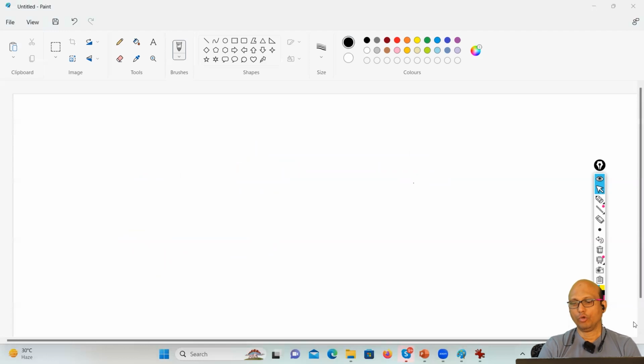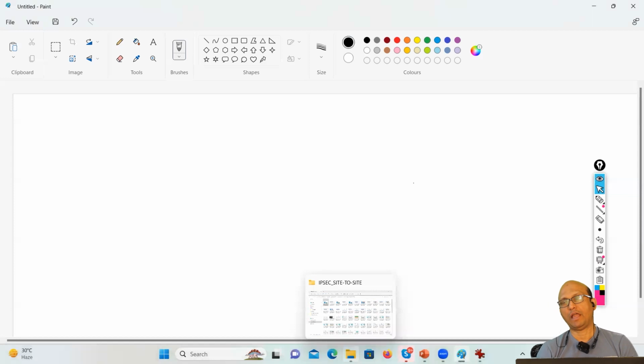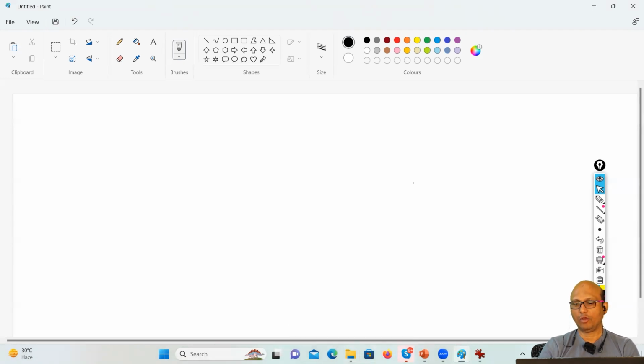Clear? So the important part is what are the different types of VPN we have. I hope you understood site-to-site VPN and remote VPN. In remote VPN, you have two flavors, AnyConnect VPN and SSL VPN. Okay, so now come back to the two modes that we were discussing, tunnel mode and transport mode.